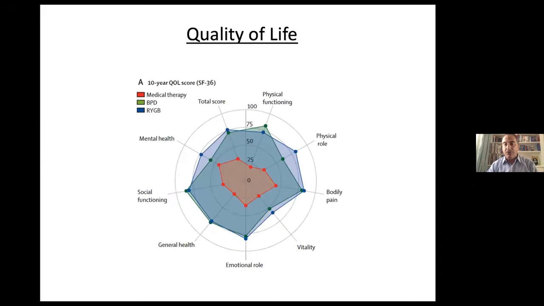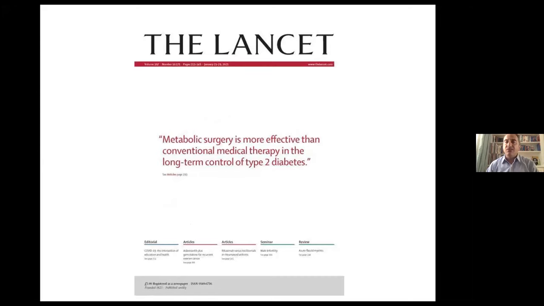Surgery also resulted in better quality of life. I want to summarize the study by saying that, because of the importance of this data, the Lancet, certainly not a surgical journal, and in the past a journal that has been very critical of surgical research, famously or infamously published an editorial many years ago that defined surgical research as comic opera. So certainly not a journal historically friendly to surgery. But look at what they did based on the results of these trials, and probably also the background of the many other trials published over the years. They said, on their cover, that metabolic surgery is more effective than conventional medical therapy in the long-term control of type 2 diabetes, period.